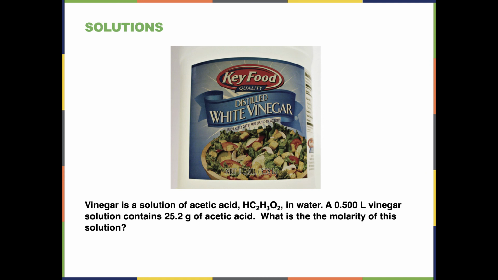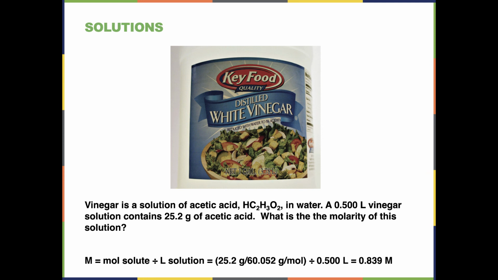First, you find the formula mass of acetic acid. Then you divide the formula mass into the mass that you're given, and that tells you the number of moles. So you have that many moles in half a liter, and the definition of molarity is the number of moles per liter, so you would multiply your answer by 2. So here it is, the moles per liter.